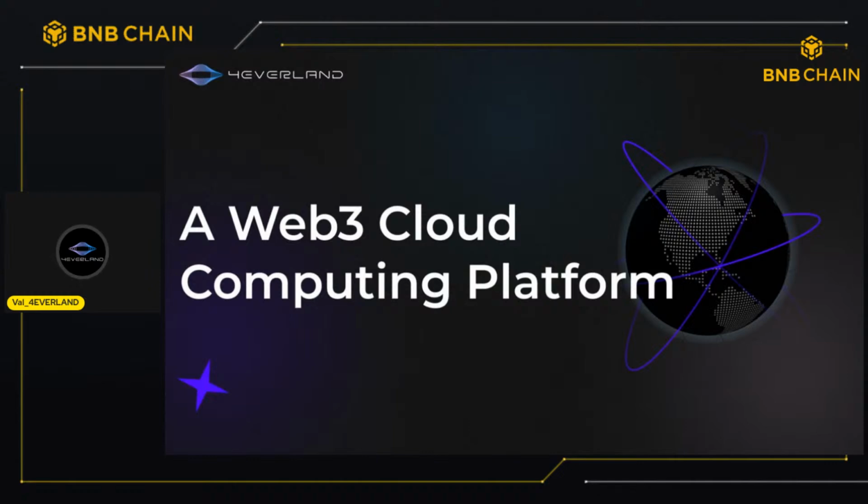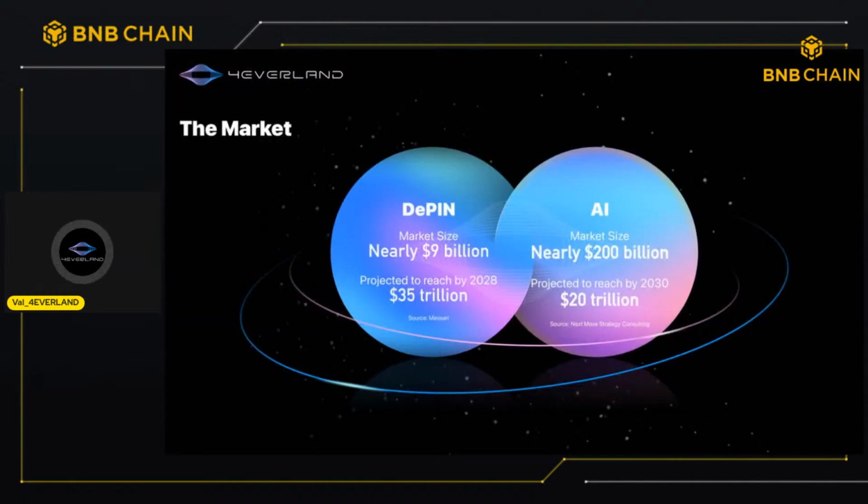When we just started building Foreverland, of course, we considered the market itself. If we look at the numbers, we can find out that by 2030, the market size of DePIN plus AI is expected to be around 209 billion US dollars. That's pretty interesting to watch, and that's what we are joining right now, and what we are building in.